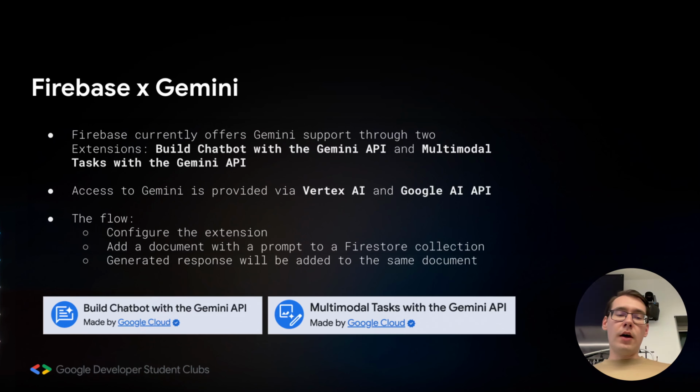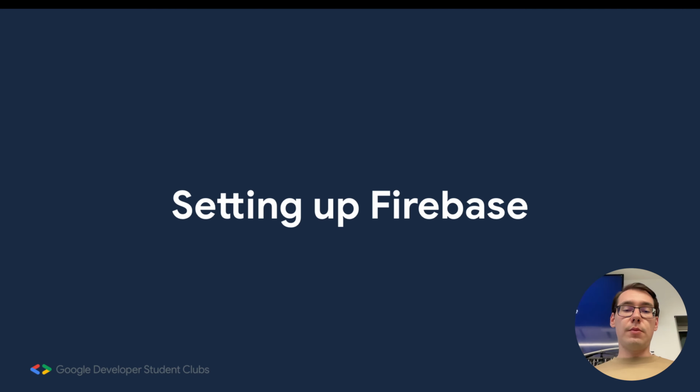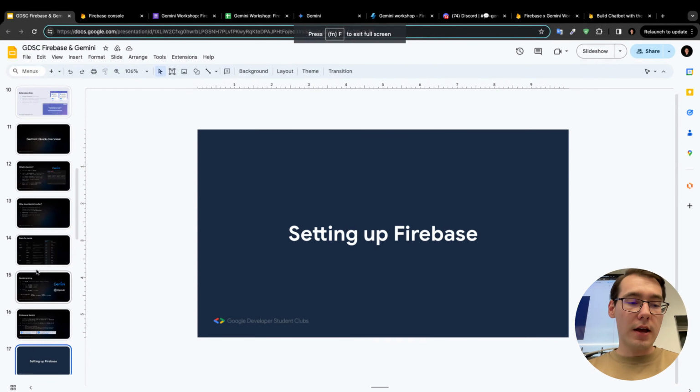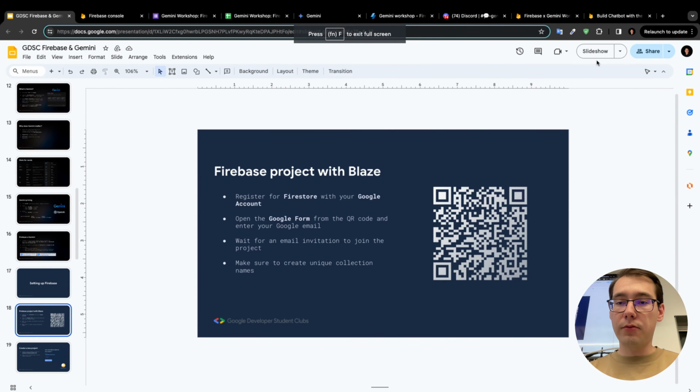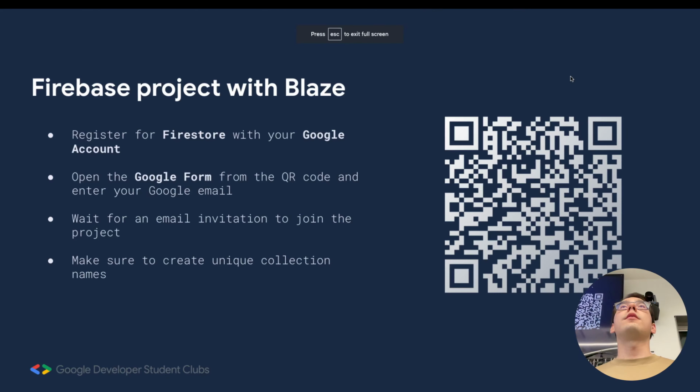So we're going to add the document, we're going to generate the response, we're going to get it. Simple as that. Setting up Firebase. I hope you have Firebase accounts. If you do not, please create them. It's very easy. It's again Firebase in the Google search.